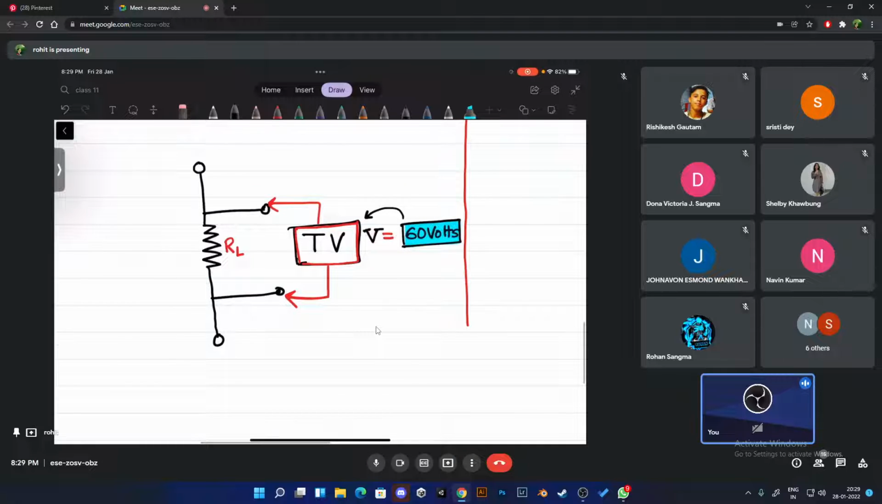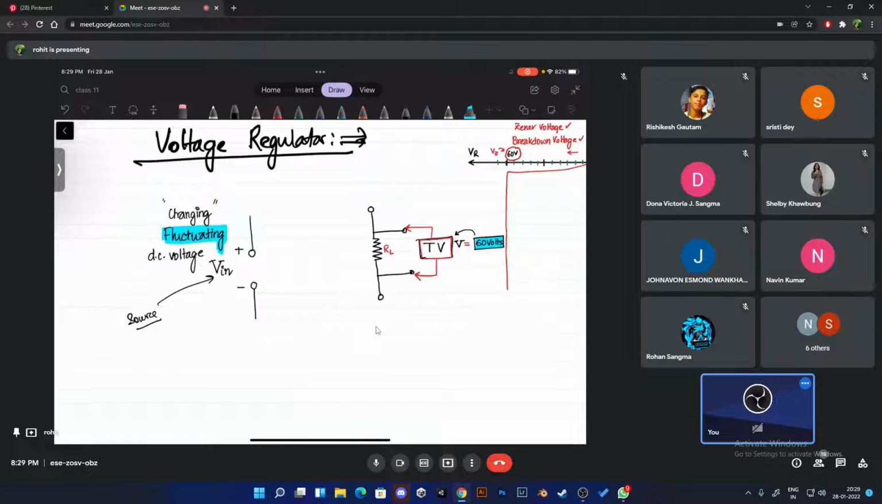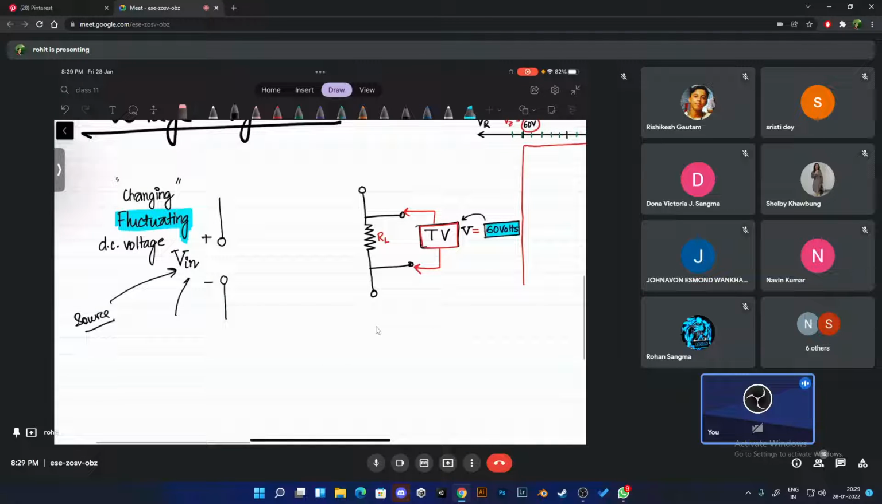Are you clear with this? Yes or no? And what can happen to this voltage? Can this voltage be 40 volts? Yes. 50 volts? Yes. 70 volts? Yes, because it's fluctuating, right? It can change. Can it be 200 volts? Yes. 300 volts? Yes. It is fluctuating right now, so I'm just telling you it can change.